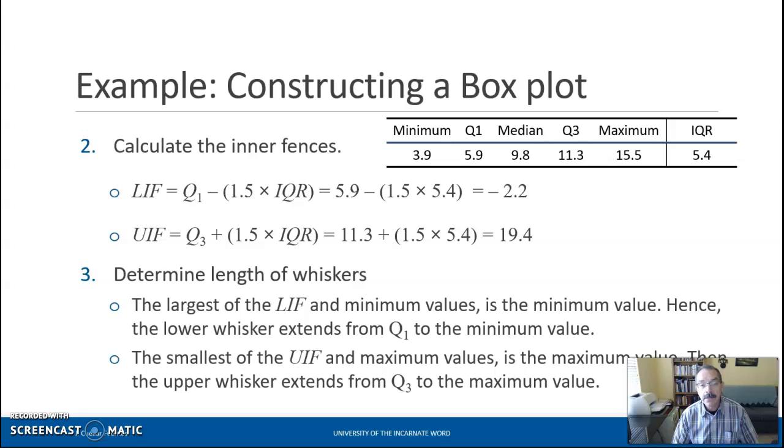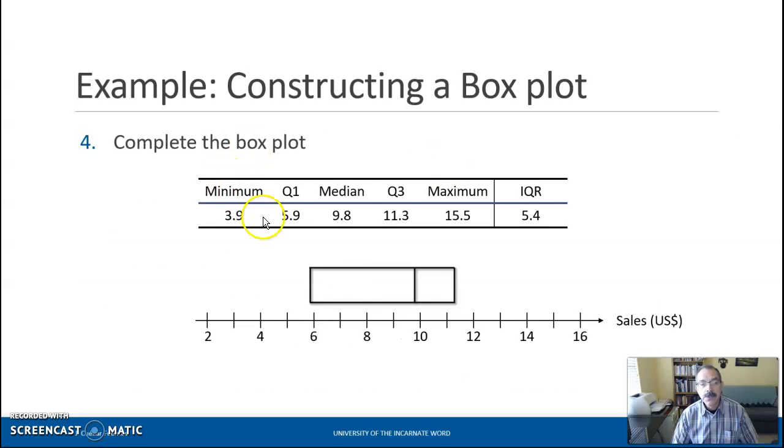All right, with that knowledge, we will complete the graph. So here's the box plot that we drew a minute ago. And now we can draw the whiskers. We know that the lower whisker goes from the first quartile to the minimum, and the upper whisker from the third quartile to the maximum value. So there is the box plot.